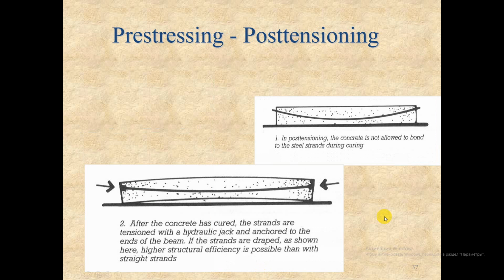In post-tensioning, the concrete is not allowed to bond to the steel strands during curing. After the concrete has cured, the strands are tensioned with a hydraulic jack and anchored to the ends of the beam. If the strands are draped, as shown here, higher structural efficiency is possible than with straight strands.